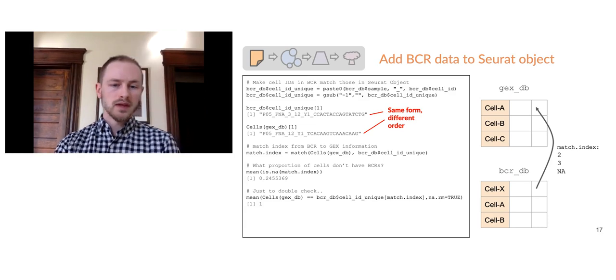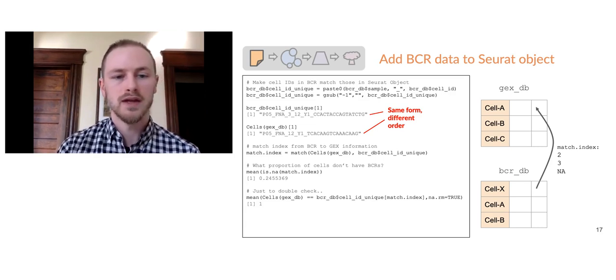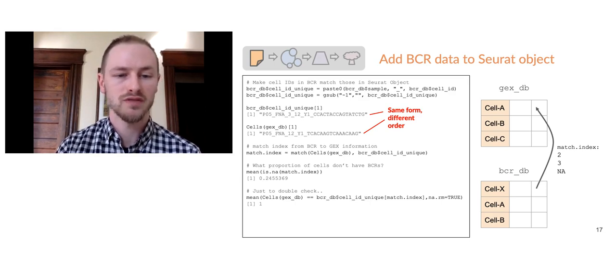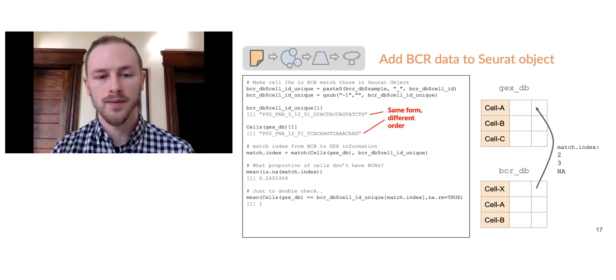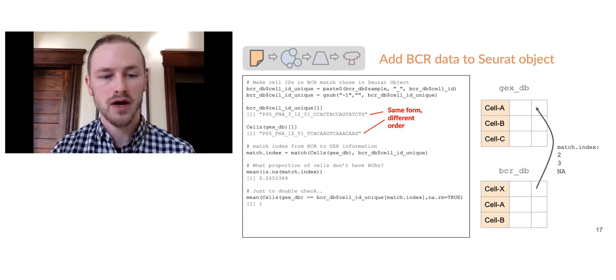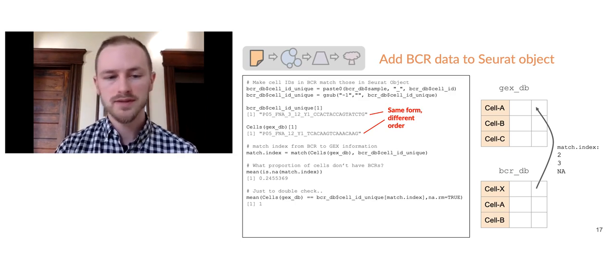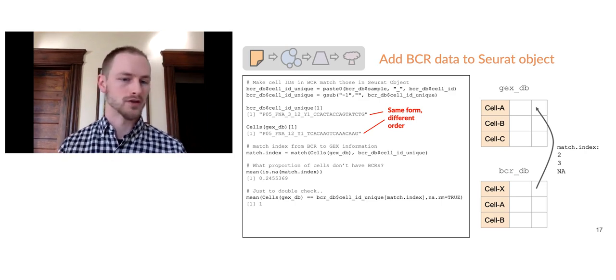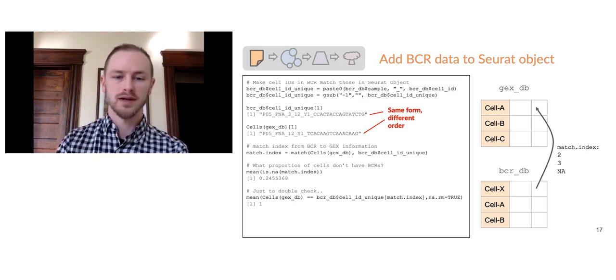Because of this, we can tell the proportion of cells that don't match to the BCR database by taking the proportion of match indices that are NA. And we can see here that is about 25%, which is actually pretty low considering there are a lot of other cell types in our database besides B cells.